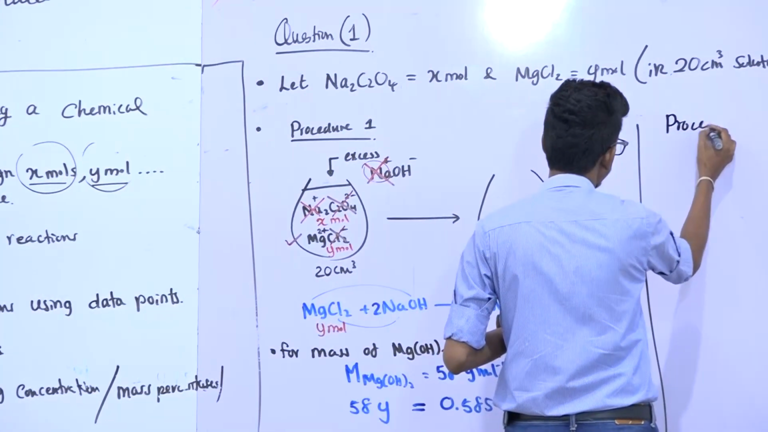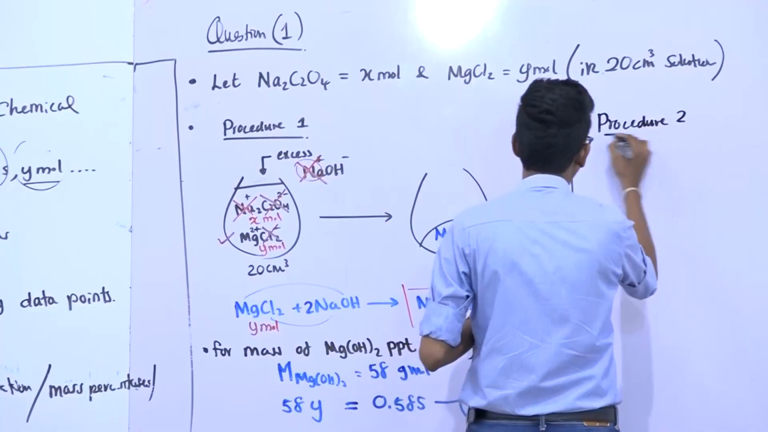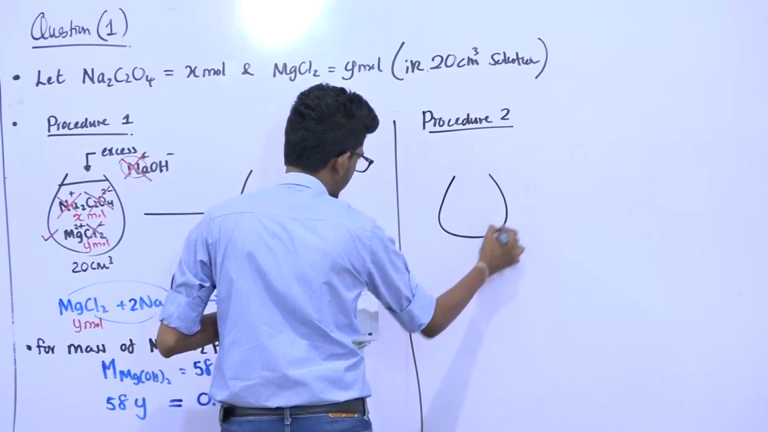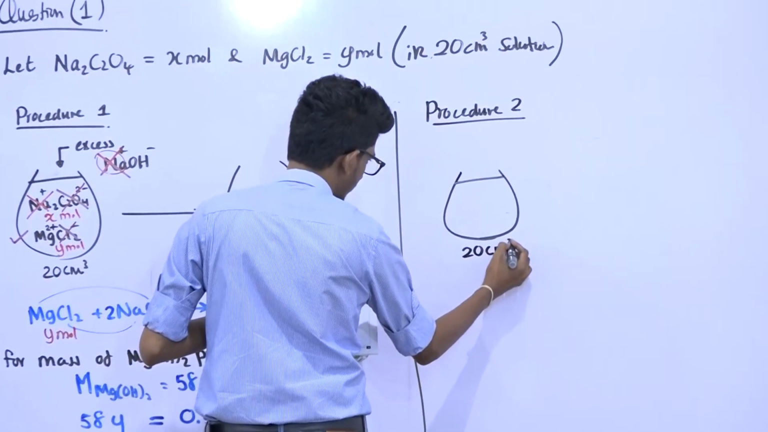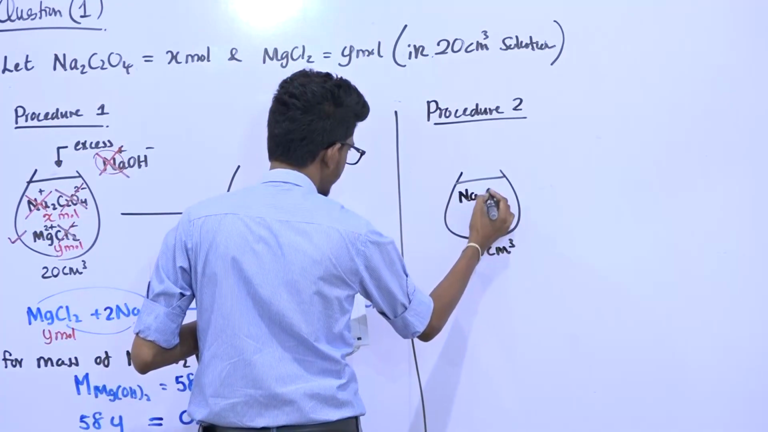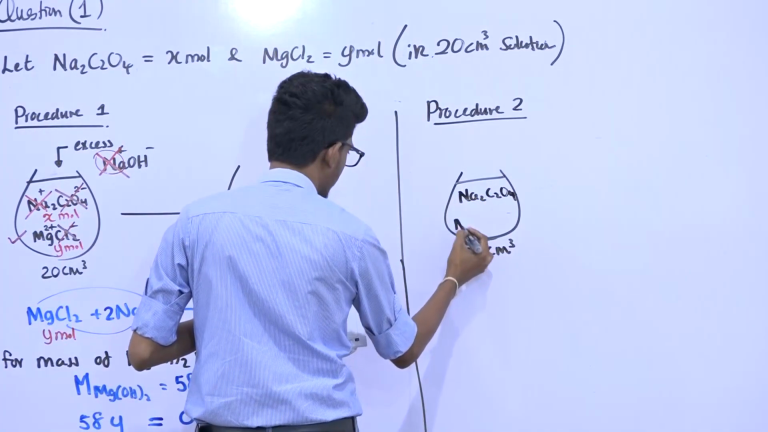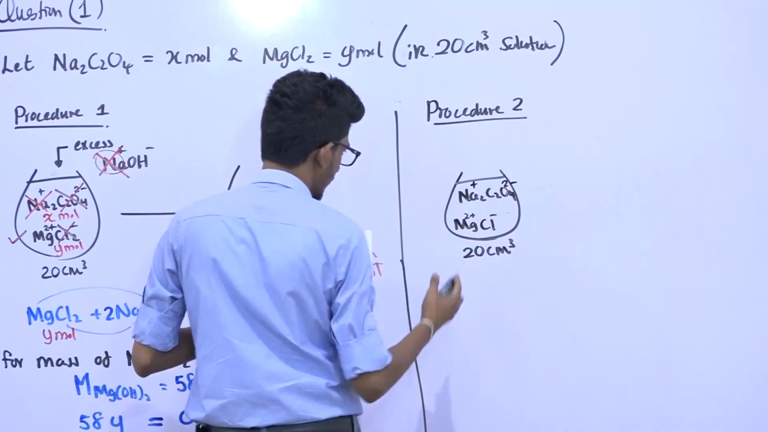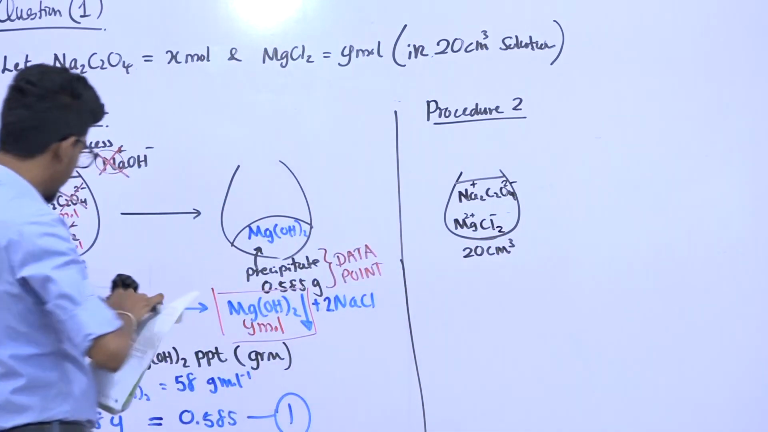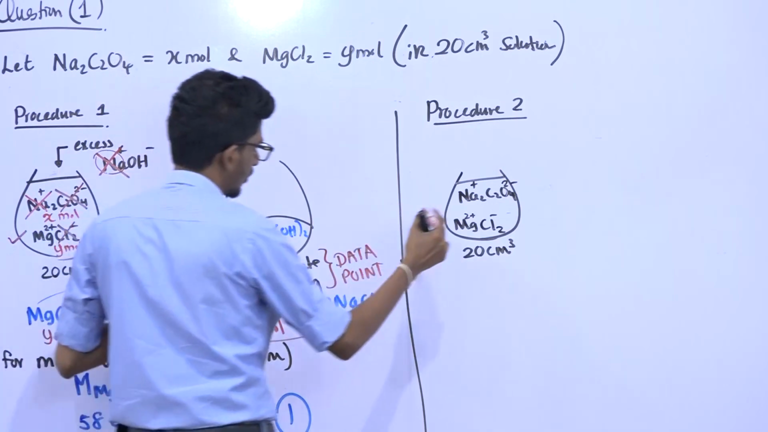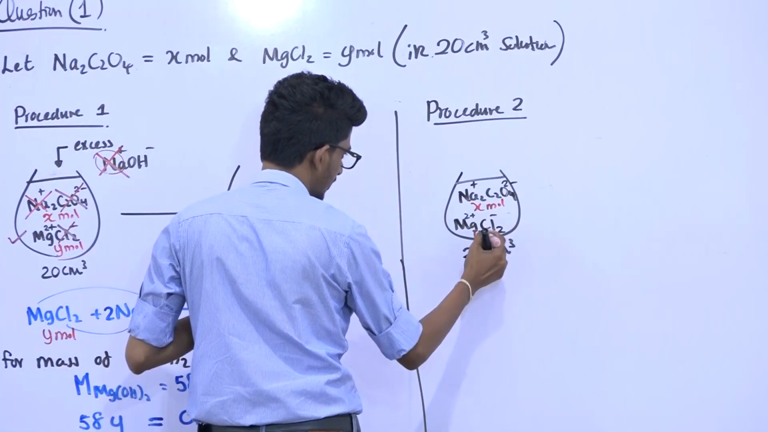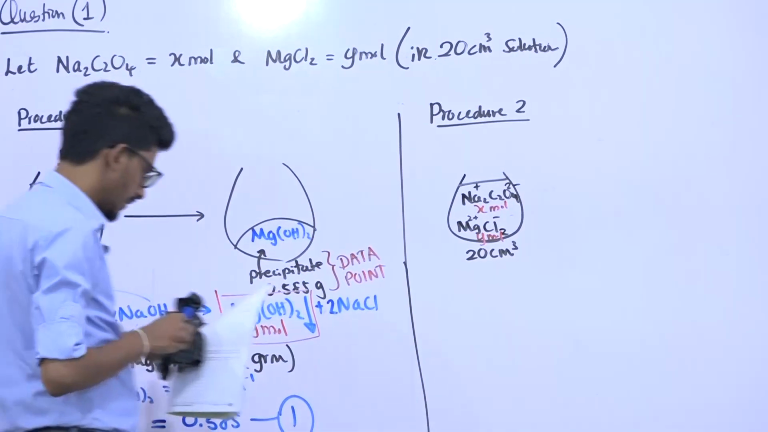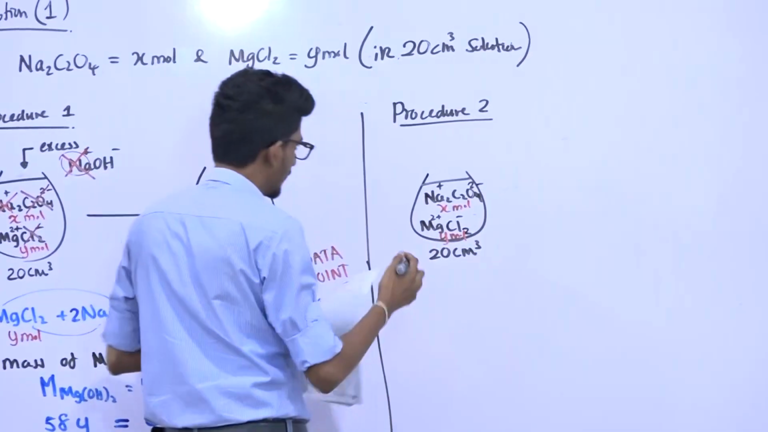Procedure 2. Right? So to another 20 cubic centimeters of the solution. So you have another solution. 20 cubic centimeters means there you have the sodium oxalate as well as the magnesium chloride. Right? So x moles and y moles, x moles of this thing and y moles of this thing in 20 cubic centimeters. Right? Okay. Now to that you are adding some dil H2SO4 and the KMnO4, that is titration.